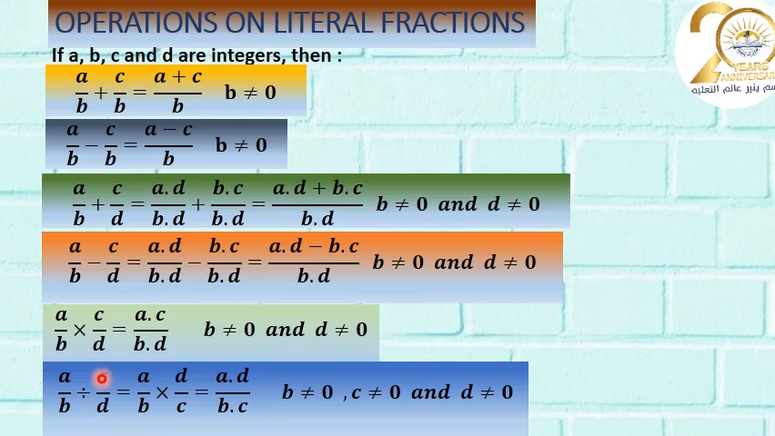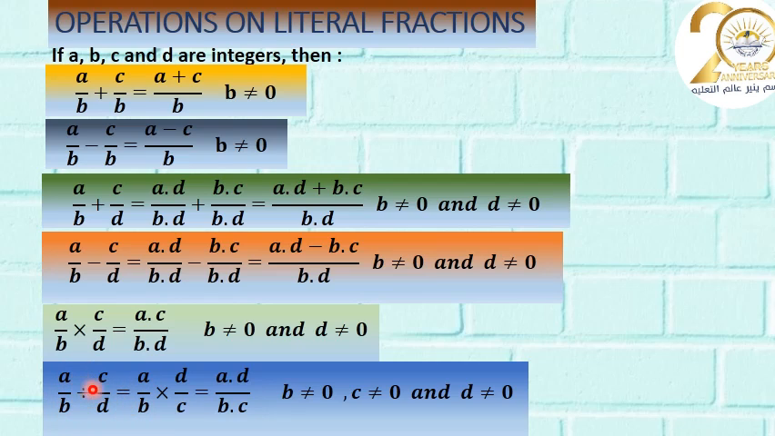Okay, the last one, a over b divided by c over d. What do we have to do when we have to divide two fractions? We simply have to multiply the first fraction by the reciprocal fraction of the second one. What is the reciprocal fraction? It is when we switch the numerator and denominator. So the numerator becomes denominator and the denominator becomes numerator, as we see here.